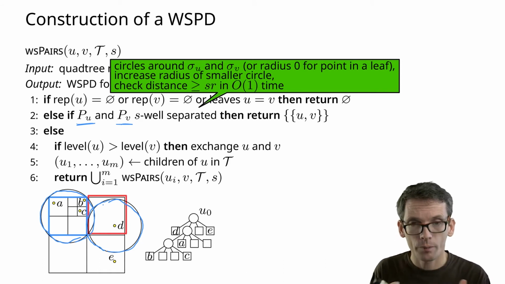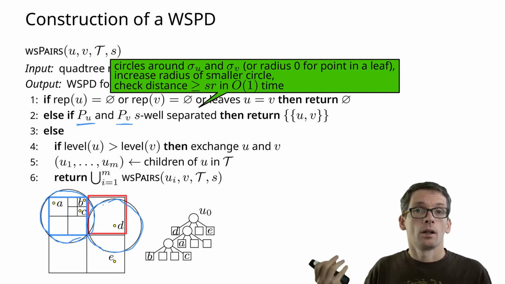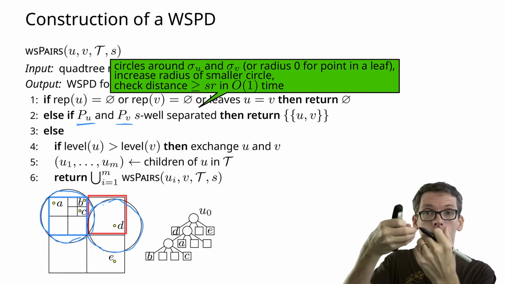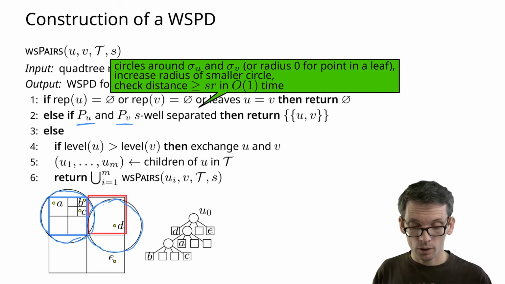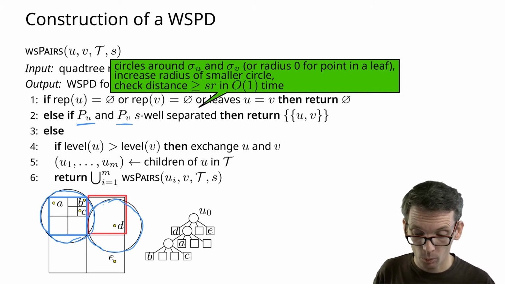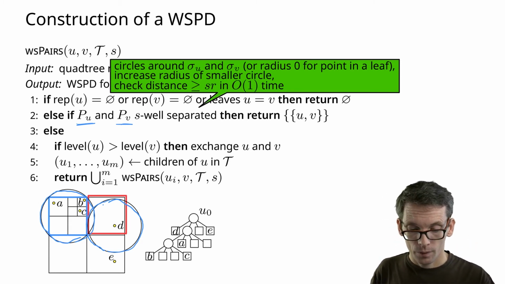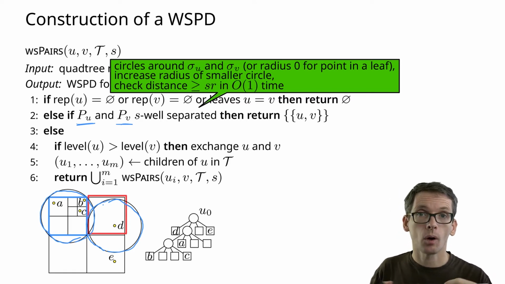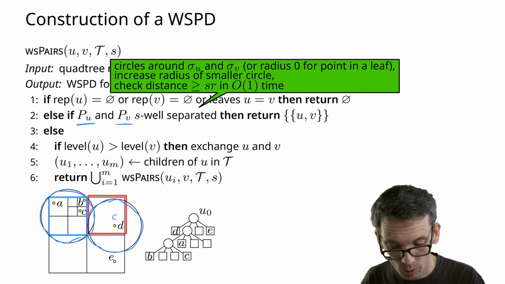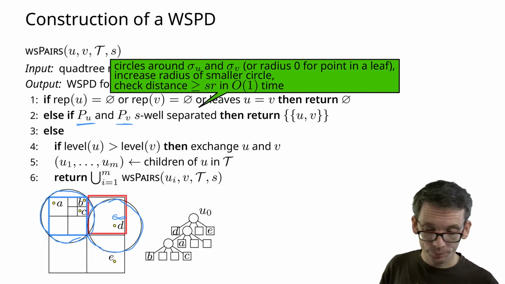And now those two disks, obviously, they're even intersecting. So I cannot place S times R in between. So this is not well separated. At least I didn't identify it as well separated. So now I'm going to split the larger one, or actually I'm going to do it based on level, and because this one has level infinity, I'm going to split the other one.